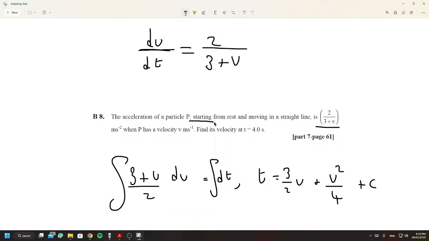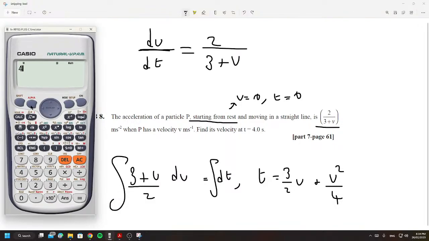If they say here starting from rest, does that mean that v is equal to 0, and t also being equal to 0? I mean, we can try, but that means that c is just equal to 0, so we can ignore that. And now we can substitute 4 for t. So I'm gonna try it. I think it's wrong, but still.